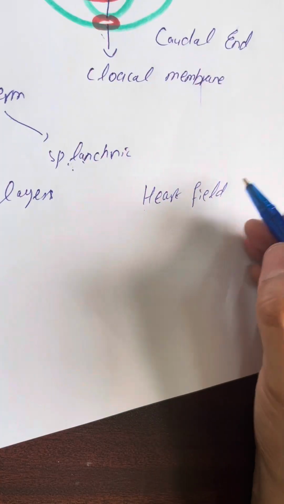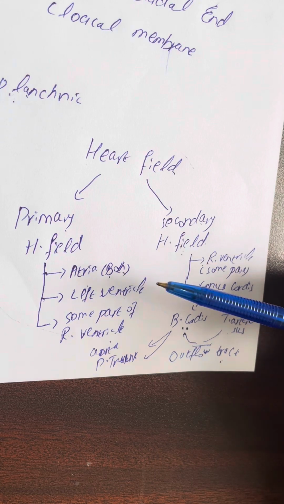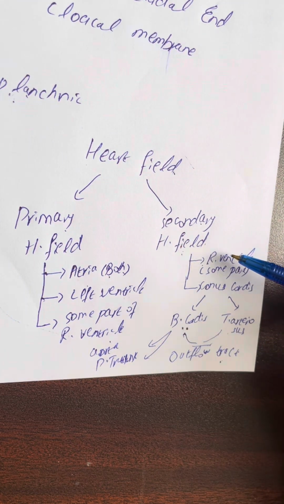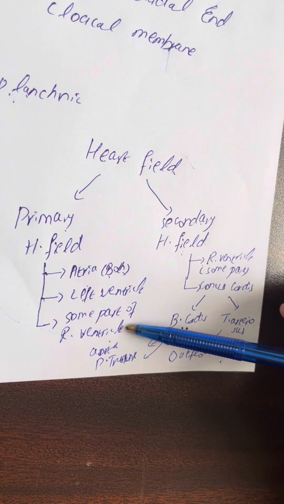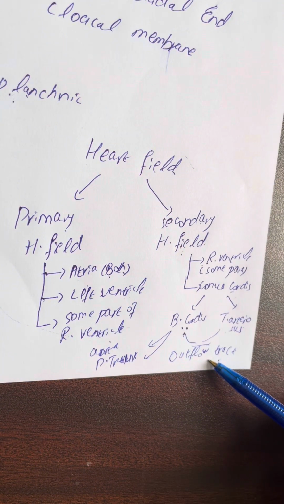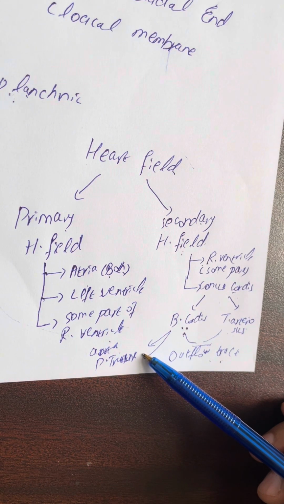So we divide the heart field into two parts, primary heart field and secondary heart field. Primary heart field forms both the atria, the left ventricle and some part of the right ventricle, while the secondary heart field forms the right ventricle and the remaining part, the conus cordis, which is divided into the bulbus cordis and truncus arteriosus. The truncus arteriosus forms the outflow tract of both the ventricles, right and left, and the bulbus cordis forms the atria and the pulmonary trunk.